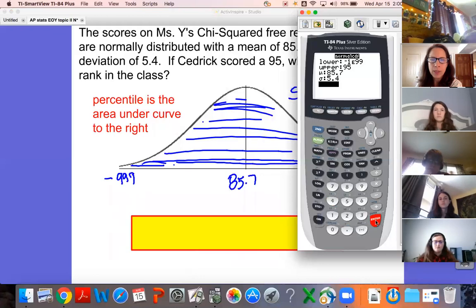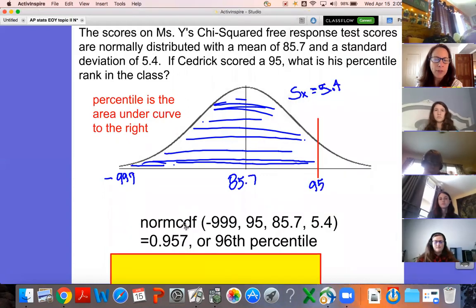So Cedric's percentile is 0.957 area. So he's in the 96th percentile. In other words, he performed better than 96% of all the people in his class. So that's a percentile. It's also a probability. It's also an area under the curve to the left of the bar. I hope I said left all this time. I hope I haven't been saying right. I get my lefts and rights mixed up all the time.